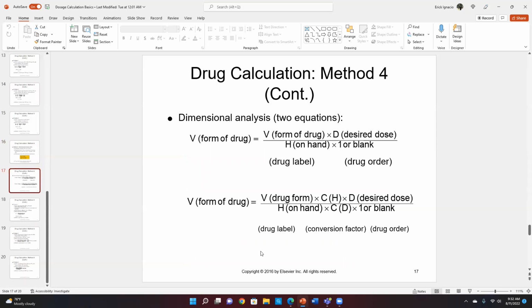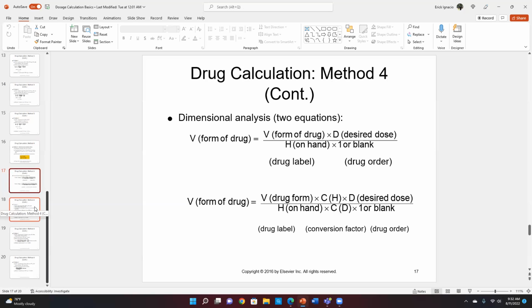All right, so here's how we set this up with our dimensional analysis. The form of the drug, V, times D, all over H, times 1, or it could be blank. V is the form of the drug, D is the desired dose, and H is what's on hand. And then you have the formula on the bottom using the conversion factor if that is required.